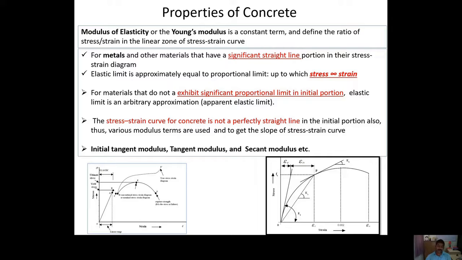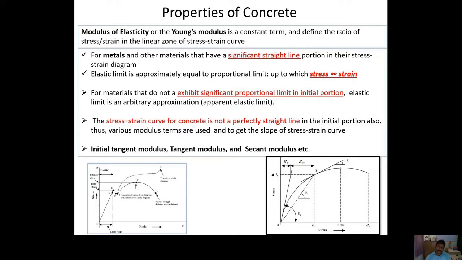and up to a certain point, stress is proportional to strain. That point is called the proportional limit or the elastic limit. But the problem is that most materials do not show that proportional limit or elastic limit, so it is very difficult to get. We have to get the Young modulus from the initial portion only.